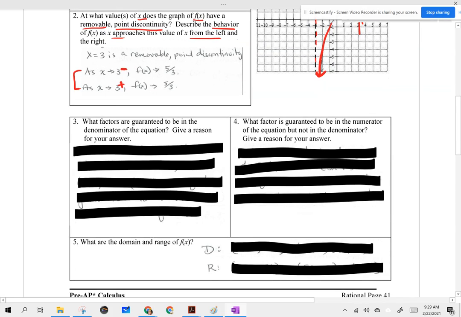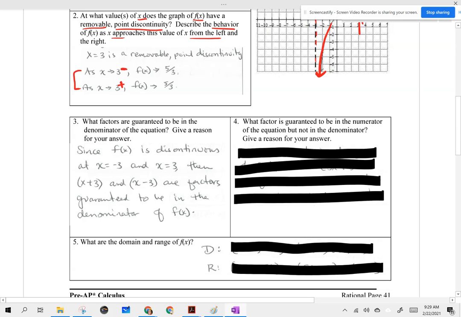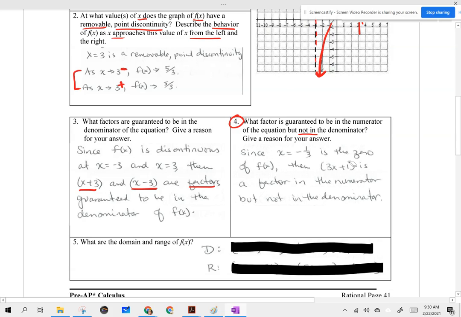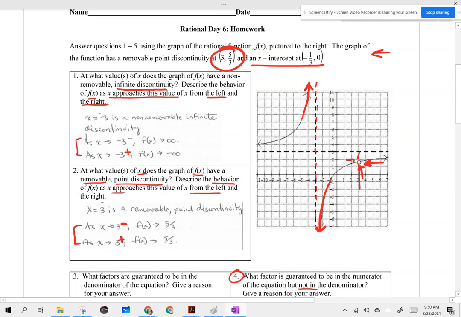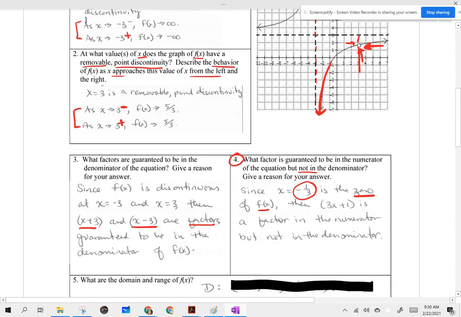Okay, number 3, what factors are guaranteed to be in the denominator of the equation, and then give a reason. Well, since f of x is discontinuous at x equals -3 and x equals 3, then x plus 3 and x minus 3 are factors guaranteed to be in the denominator. Number 4, what factor is guaranteed to be in the numerator but not in the denominator? It says since x equals -1/3 is the 0 of f of x. And how did I know that? Because it tells me that it has an x-intercept at (-1/3, 0). Then 3x plus 1 is a factor in the numerator, but not in the denominator.